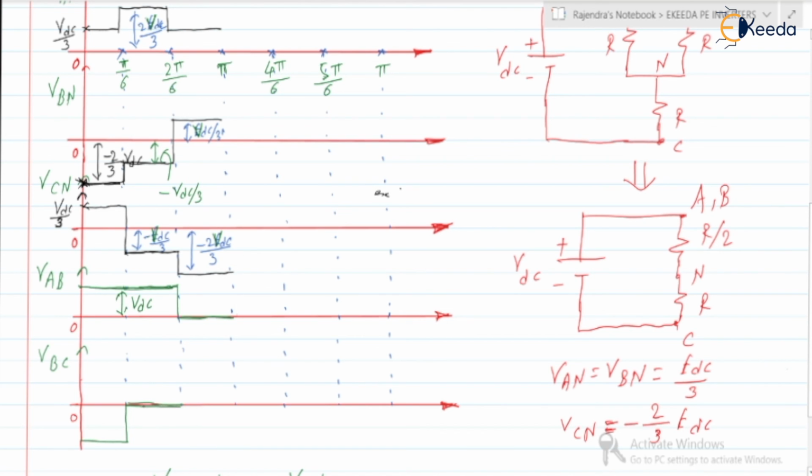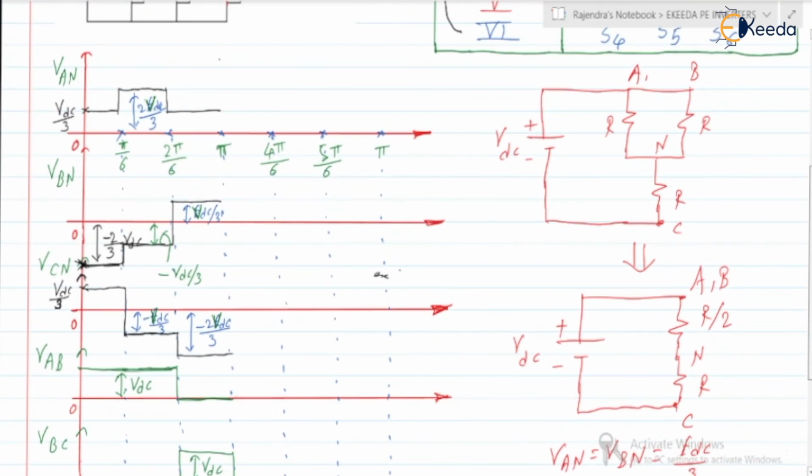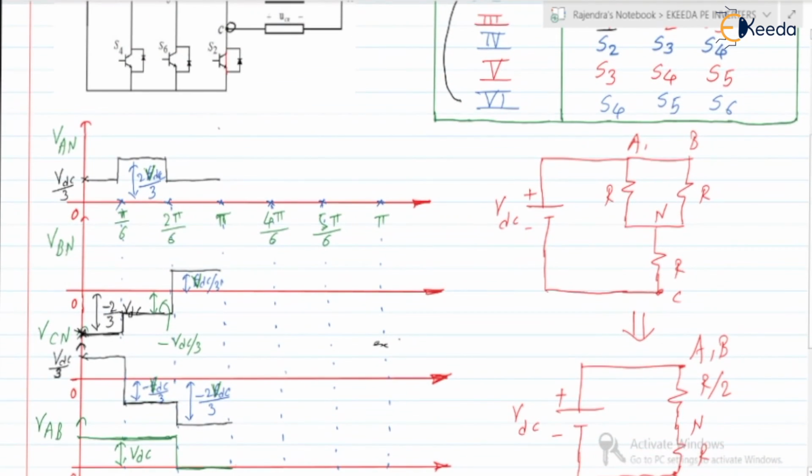Okay, this is for the second interval. Is this clear? Okay, and what about the third interval? It is VDC by 3 minus of minus VDC by 3, so it is a plus. It will be like this. This pulse is of VDC. Here also it is VDC. Is this clear?